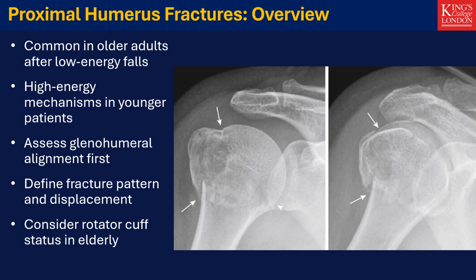Next, define the fracture pattern. Is this an isolated surgical neck fracture, a greater tuberosity fracture, or a multi-part injury? Assess displacement carefully, especially of the greater tuberosity and the medial calcar. Loss of medial support increases the risk of varus collapse. In elderly patients, associated rotator cuff pathology is common and influences management. Age affects both fracture morphology and treatment decisions.